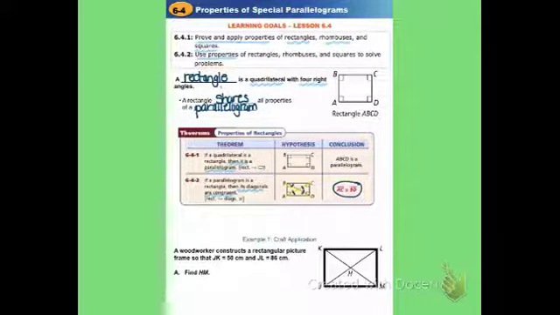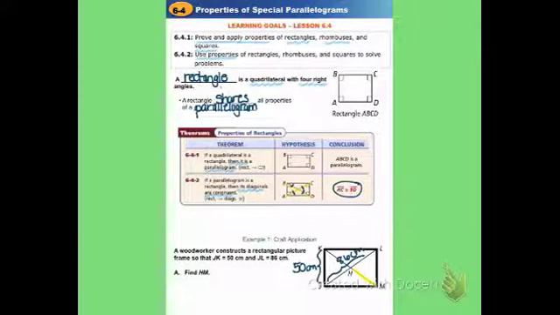So let's take a look at an application problem. A woodworker constructs a rectangular picture frame so that JK is 57 centimeters. So let's see where JK is. JK is right here, so that's 50 centimeters. And JL, the whole diagonal, is 86 centimeters. Here is what they want me to find: I guess just one thing, HM. They want me to find the length of HM.